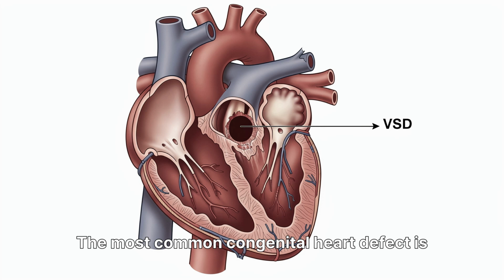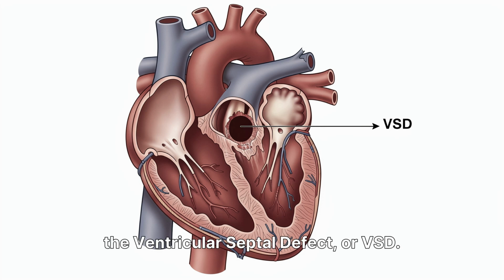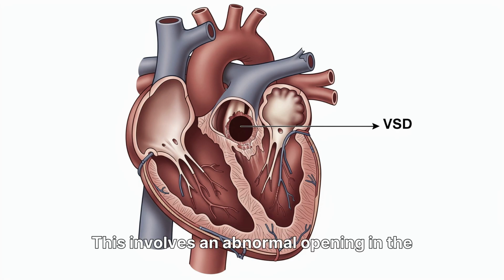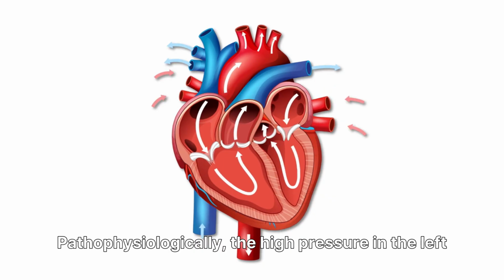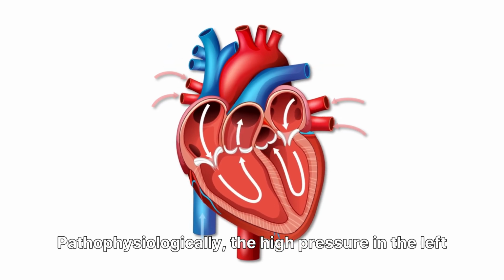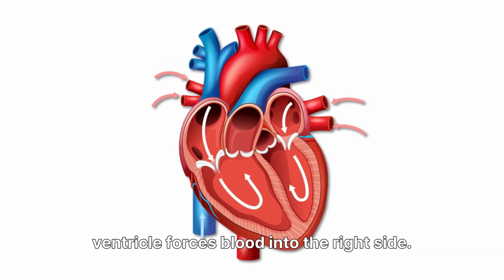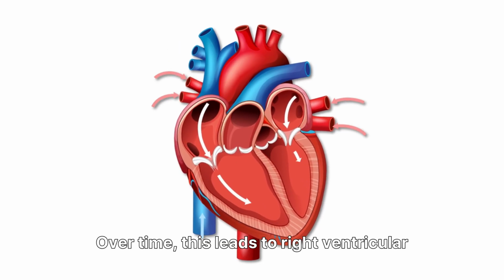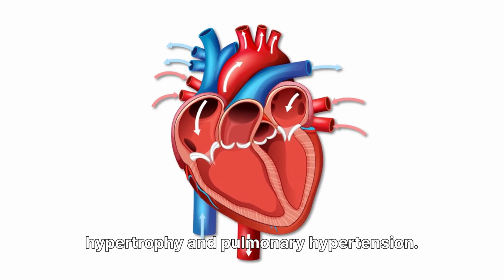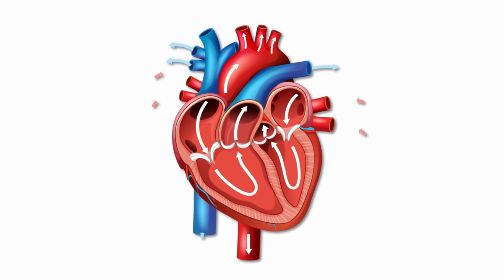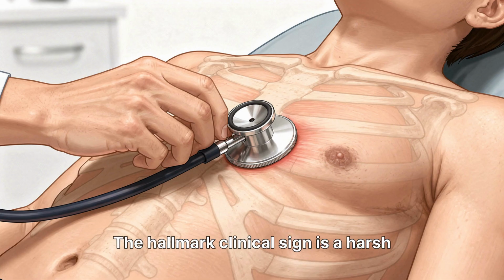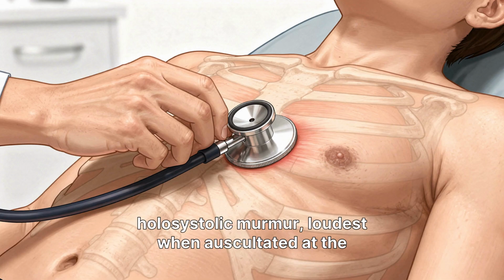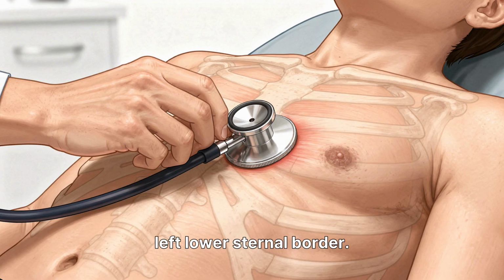The most common congenital heart defect is the ventricular septal defect, or VSD. This involves an abnormal opening in the interventricular septum. Pathophysiologically, the high pressure in the left ventricle forces blood into the right side. Over time, this leads to right ventricular hypertrophy and pulmonary hypertension. The hallmark clinical sign is a harsh, hollow systolic murmur, loudest when auscultated at the left lower sternal border.